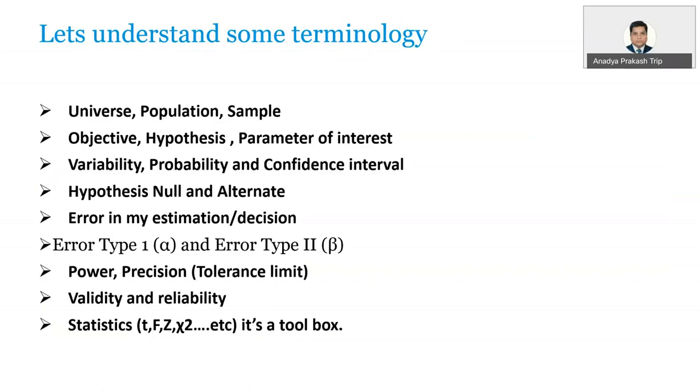Then precision is like true reality, and how much deviation from true reality you are going to accept. This is also known as the tolerance limit, meaning how much deviation from the true reality you can tolerate.